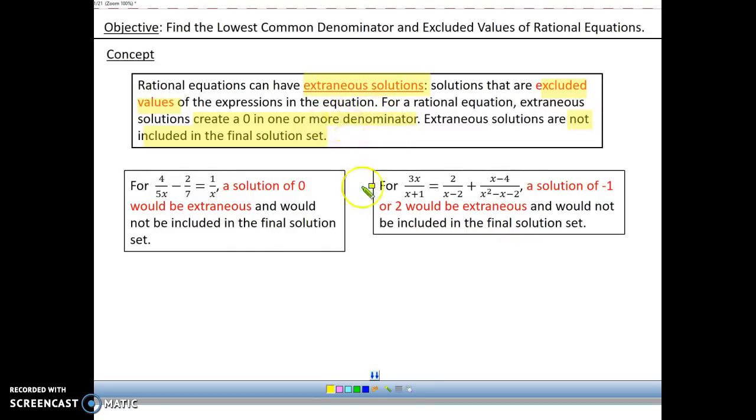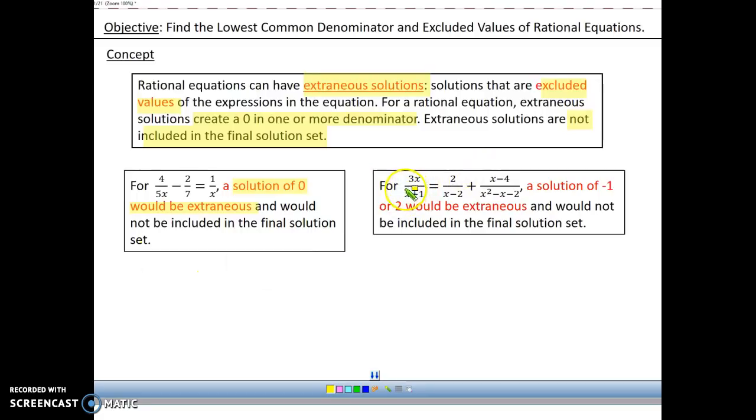Because it creates a 0 in one or more of the denominators and we can't divide by 0, then it would be extraneous. If we look at this, 4 times 5x, if I were to plug in a 0 here, I would have 5 times 0 would be 0, and then 4 divided by 0, we can't do that. We can't divide by 0. Same here. I have 1 over 0. You can't divide by 0, so a solution of 0 would be extraneous and would not be included in the final solution set.